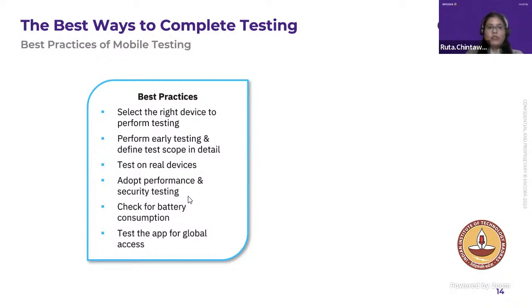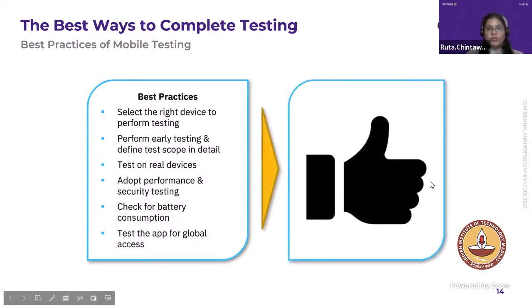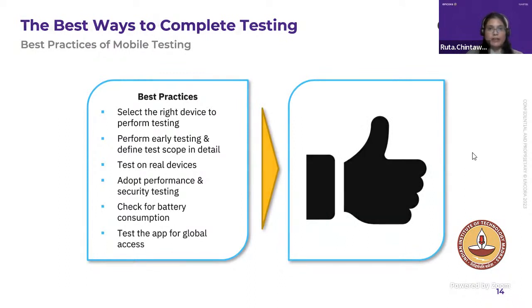Then we have performance and security testing. We have already covered security testing and performance testing, right? So make sure we are making this type of testing a part of your best practices. Then we can check the battery consumption of your application, whether it is consuming more battery or not, as a part of cross checking. Then we will be checking the accessibility, like do we have global access or not. This also we can check as a best practice of mobile testing. So yeah, this was about the best practices.